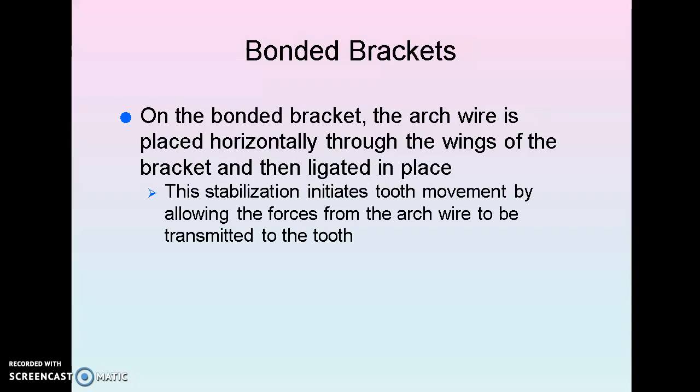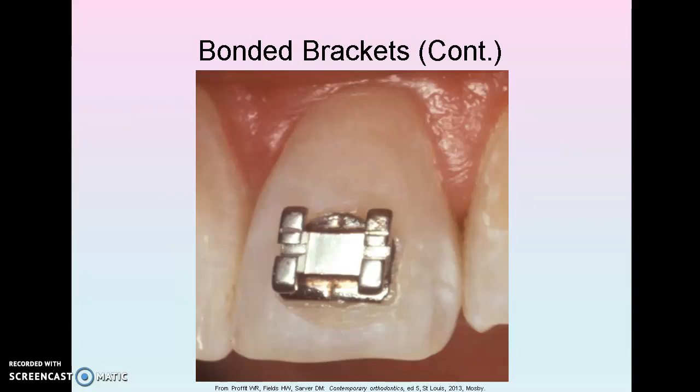To bond the brackets, on the bonded bracket, the arch wire is placed horizontally through the wings of the bracket and then ligated in place. This stabilization initiates tooth movement by allowing the forces from the arch wire to be transmitted then to the tooth. Here is a look at the bracket that is bonded to the tooth. Here are the little wings. Here is the slot that the arch wire is going to pass through. And these little wings is where that elastomeric tie or the ligature tie is going to secure the arch wire to the bracket and provide the force of the movement.